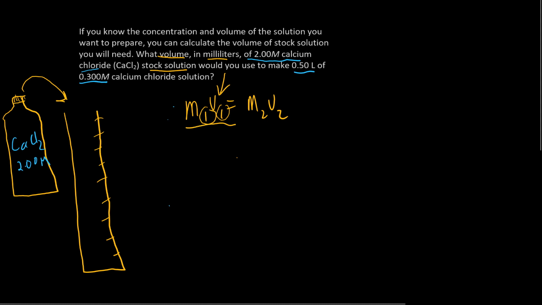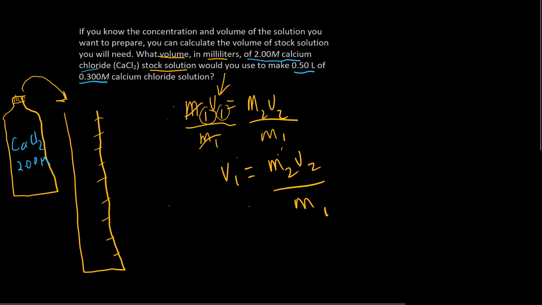Before we put any numbers in, let's isolate V1. So we just cancel this out and we come up with this: V1 is equal to M2V2 divided by M1. Now we've already isolated our V1. Now we just substitute in our numbers.